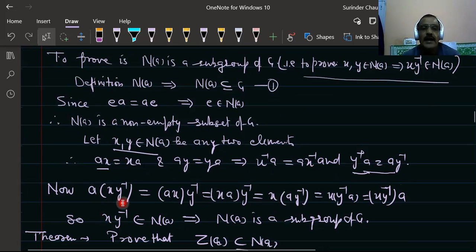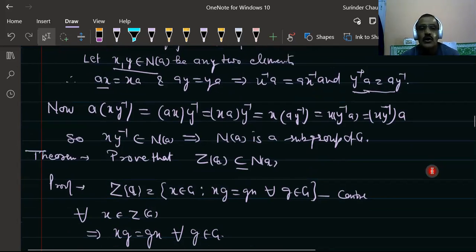In order to show that xy inverse belongs to Na, we have to show that xy inverse is an element of the centralizer, meaning it has to commute with a. So a x y inverse, by the associative law, ax is equal to xa, and then y inverse, again the associative law, a x y inverse is equal to x a y inverse, which is equal to x y inverse a. This implies xy inverse belongs to Na, and this is it.